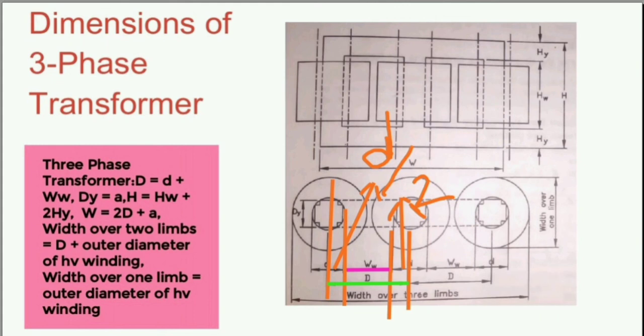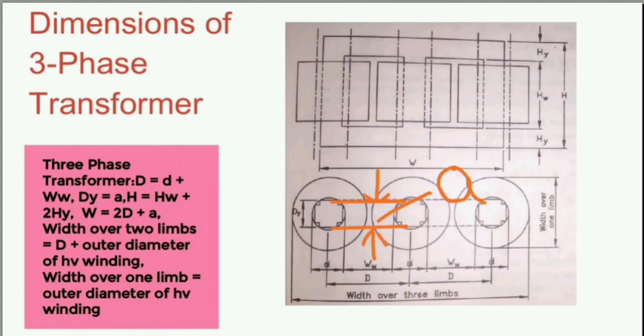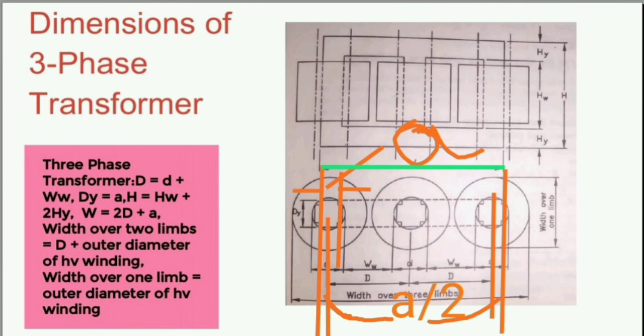And next dy, the depth of the yoke, is equal to A, that means the width of the largest stamping. And the next, H is equal to HW plus 2HY, overall height, that is no change. Capital W is equal to 2D plus A. In the figure clearly we can see that capital W is equal to D plus D plus A by 2 plus A by 2 on both sides. So that's why it is 2D plus A.